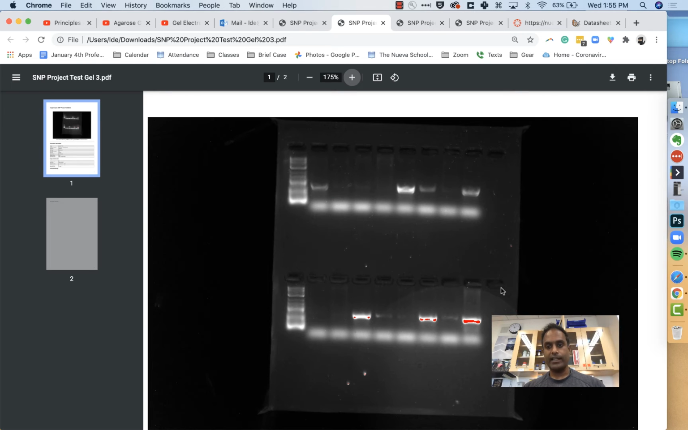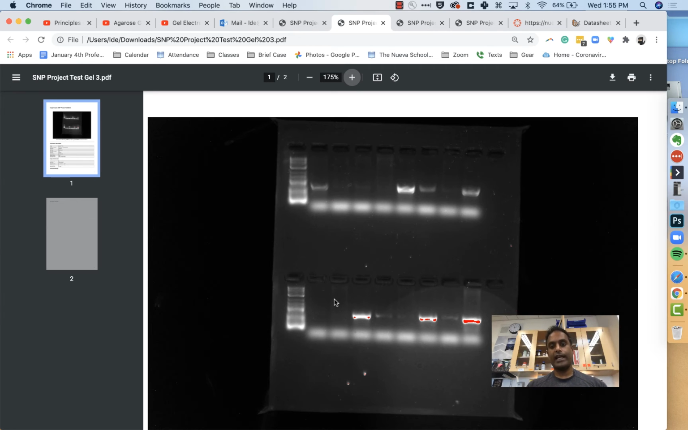This is where I load my DNA. And this is the DNA after it has traveled. So you have small pieces of DNA here, you have larger pieces here. If I ran this DNA for too long, then it would have traveled into this second set, and we would have overlapping pieces of DNA, and it would be a problem.